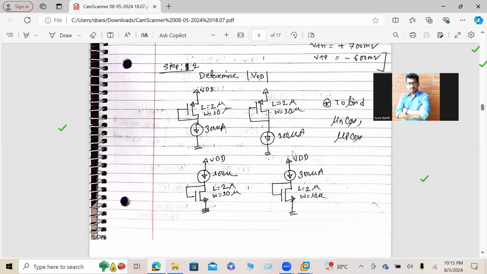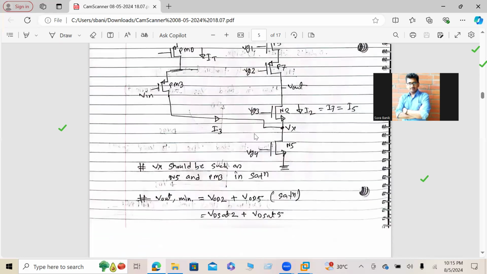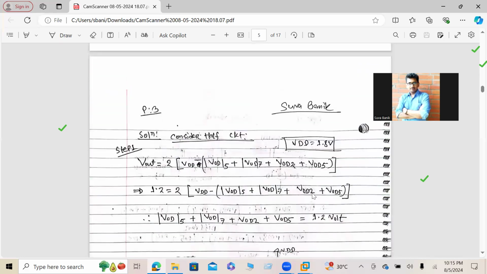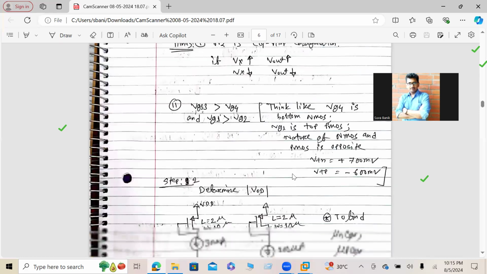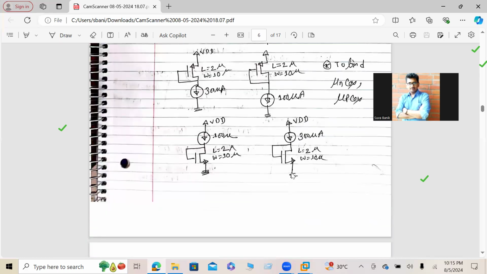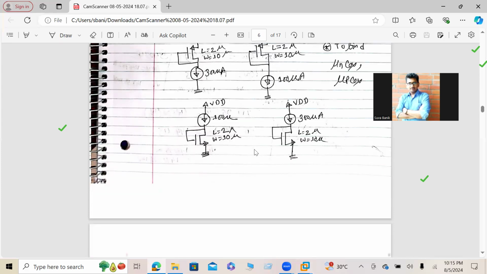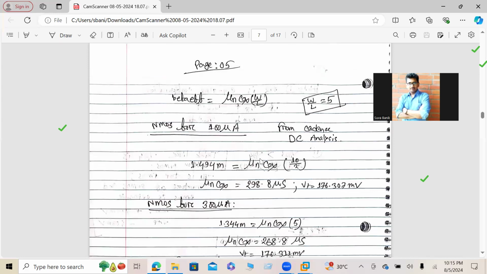In step 2, we need to find the overdrive voltage. In step 1, we found that the summation of overdrive voltage is 1.2. So we now need to calculate this overdrive voltage, right? To calculate it, we need to understand one concept. The concept is that the mobility of PMOS, mu p, is smaller than the mobility of NMOS.